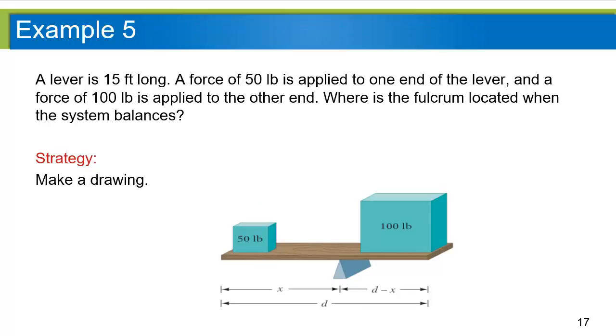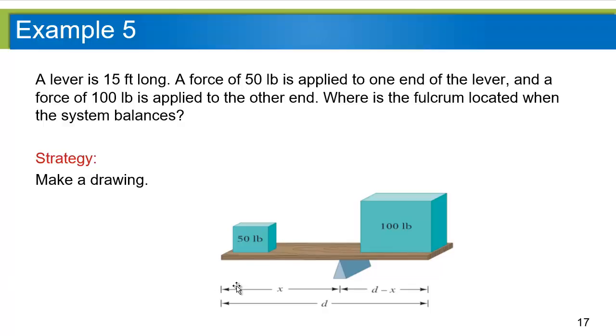Here's a simple example. 50 pounds on the left, 100 pounds on the right. A lever is 15 feet total, so that's our little d. A force of 50 is applied to one end, and a force of 100 is applied to the other end, so there's my picture. Where is the fulcrum located in order to balance the system?